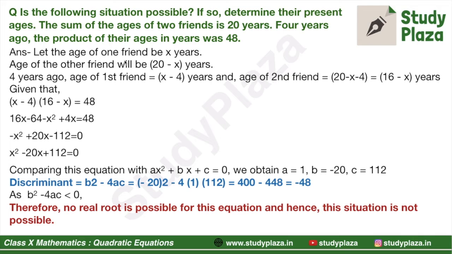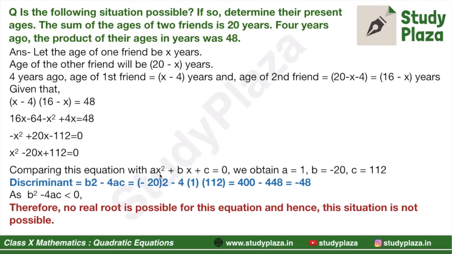Let the age of one friend be x, then the age of the second friend will be 20 minus x. 4 years ago, the age of the first friend will be x minus 4, and the age of the second friend will be 20 minus x minus 4, that is 16 minus x. Now the product of their ages, that is 16 minus x and x minus 4, is equal to 48. When we solve, we get the equation x square minus 20x plus 112 is equal to 0.